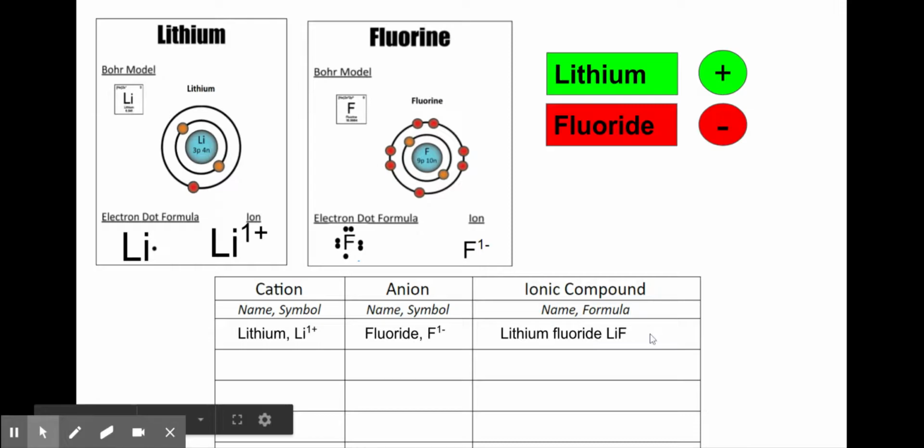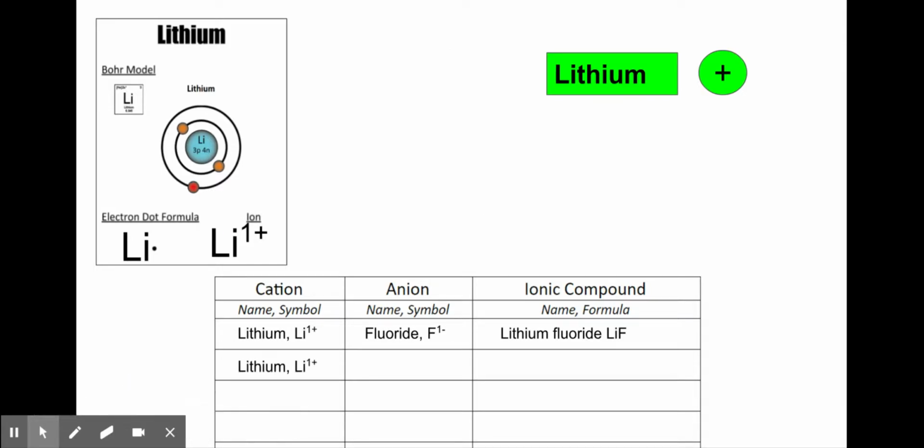The chemical formula is a way to show what elements are found in lithium fluoride, and it also shows the ratio. LiF tells us for every 1 lithium, there's 1 fluoride ion in lithium fluoride. Let's do another one. I'll do 2 more, and then the rest you can do on your own.